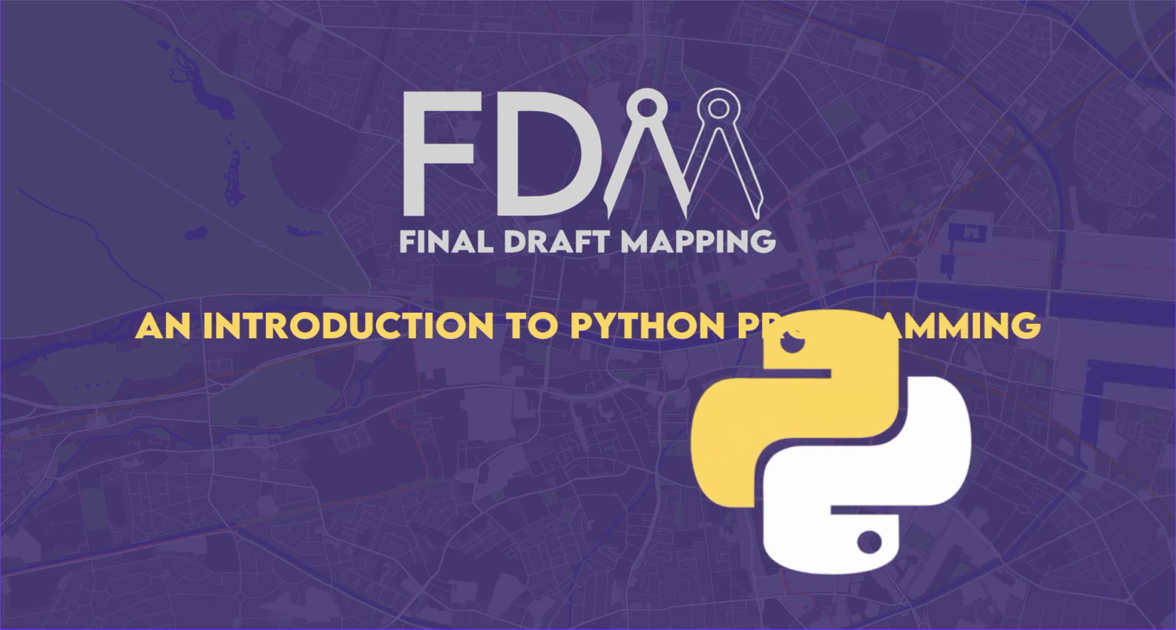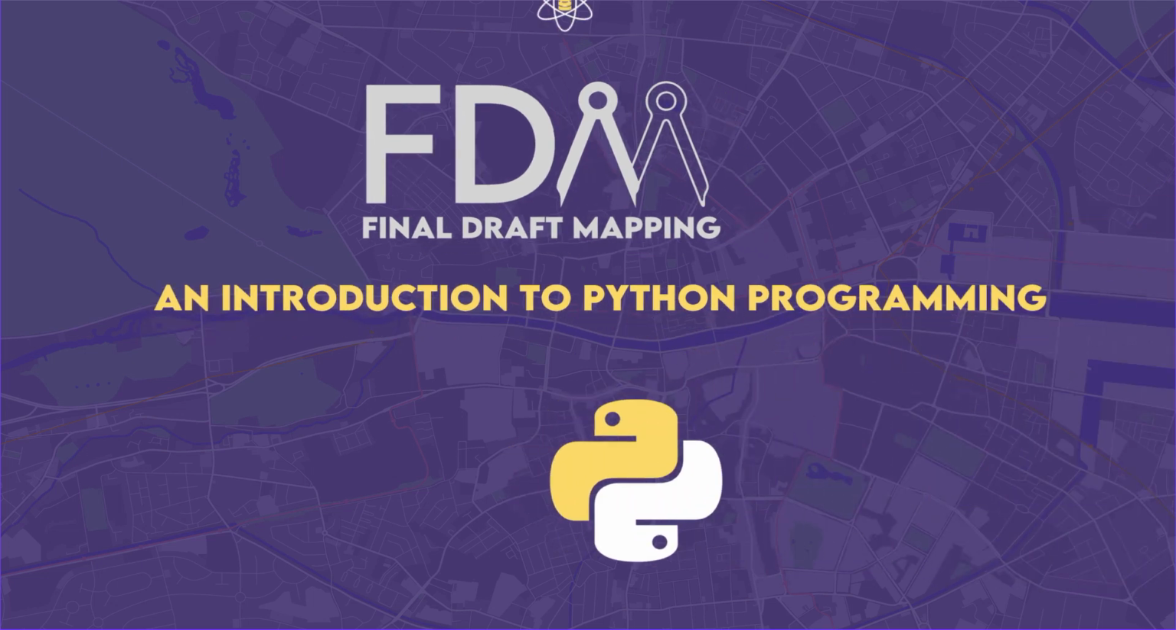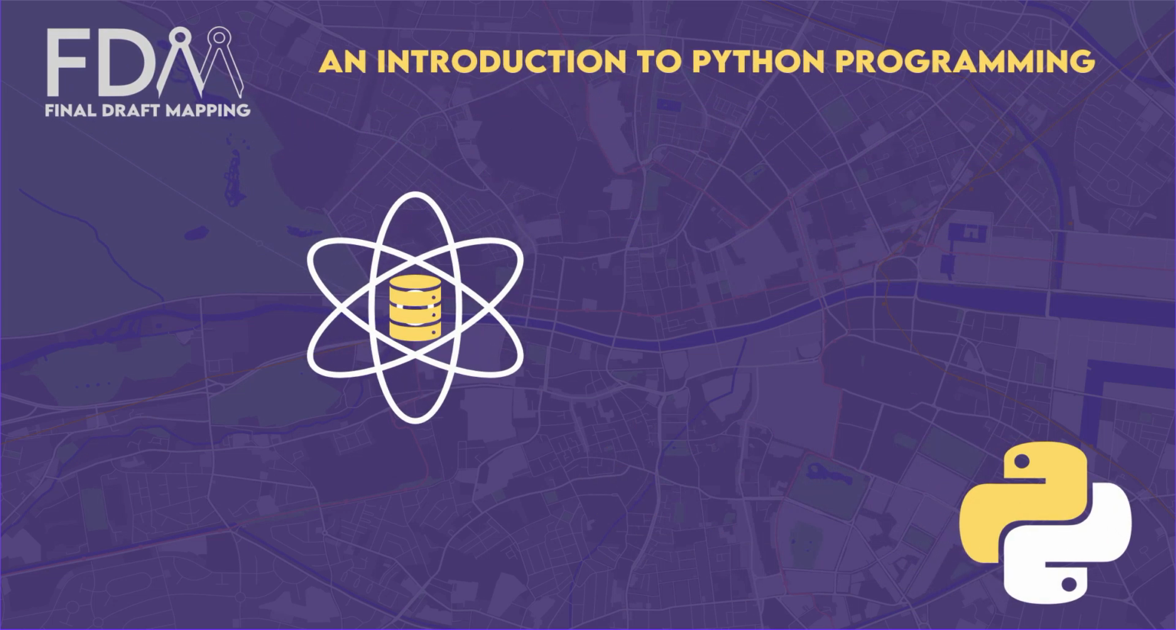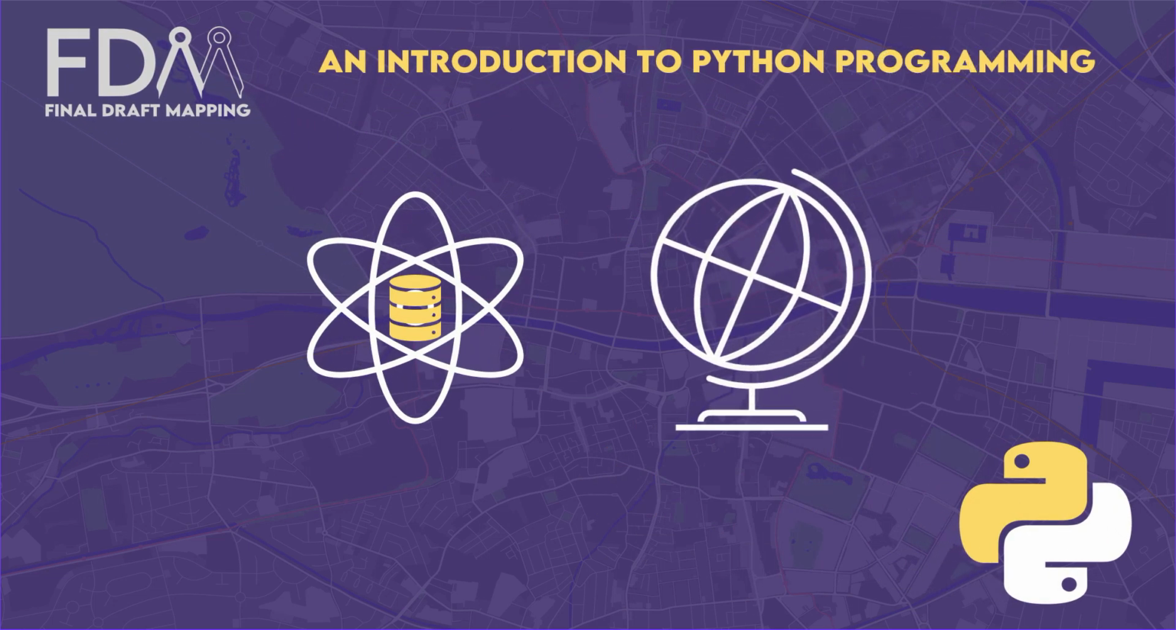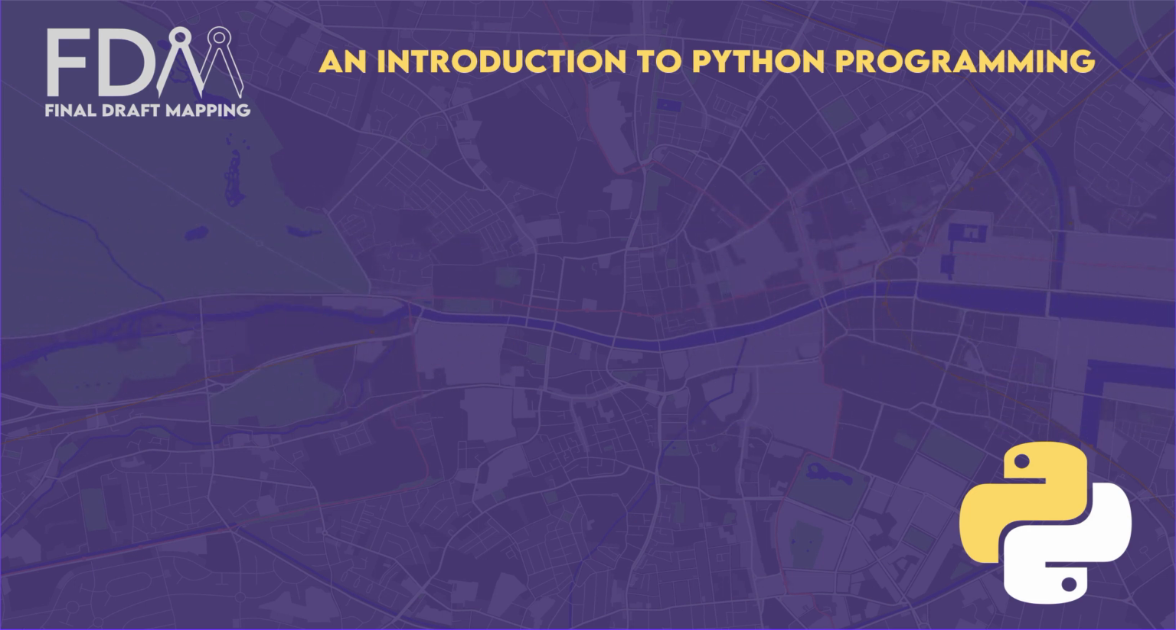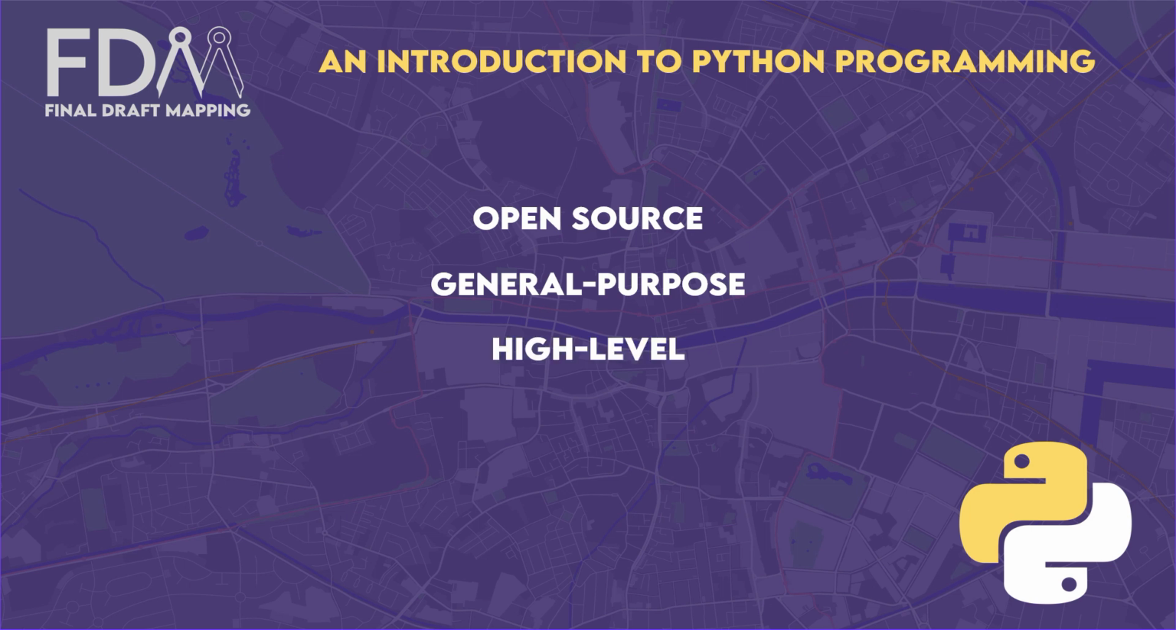Python programming is one of the most widely used programming languages for data science, and it has firmly established itself amongst the geospatial community. Python is an open source, general purpose, high level programming language. Open source means that it is free to use. You have downloaded and installed Python on your machine for free, and you are free to use it to create programs and software.